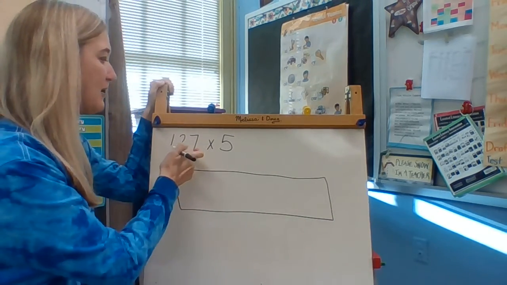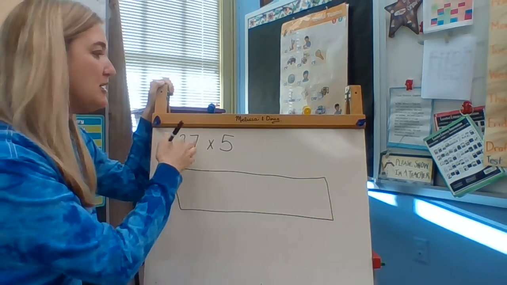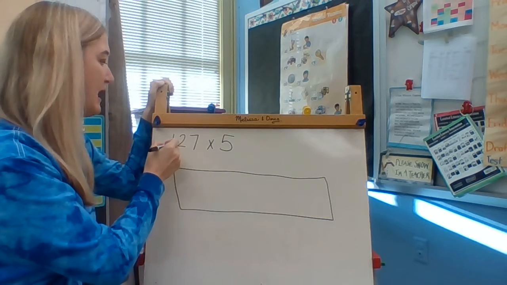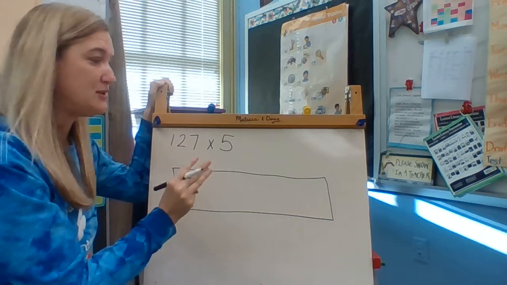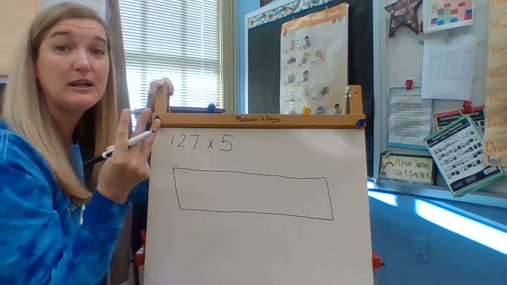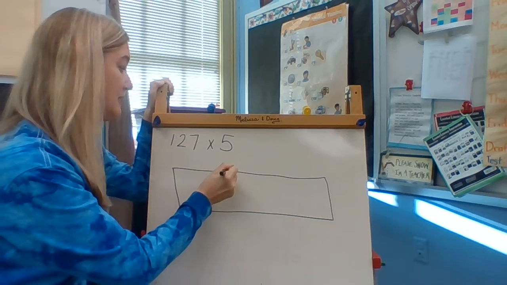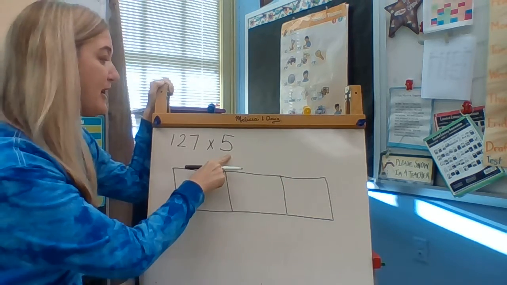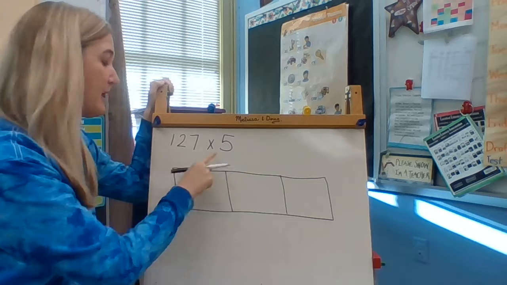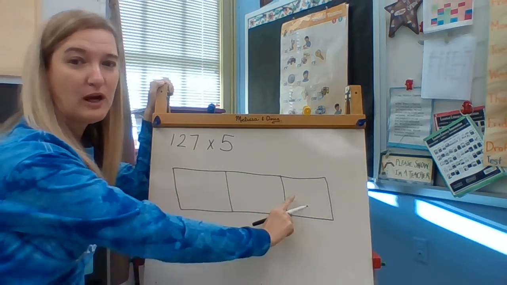And then I'm going to be counting the digits up here in my factors so I can have columns and rows. My first number, 127, has 3 digits: 1, 2, 3. So I'm going to need 3 columns. My second factor has 1 digit, a 5. So I'm only going to need 1 row.